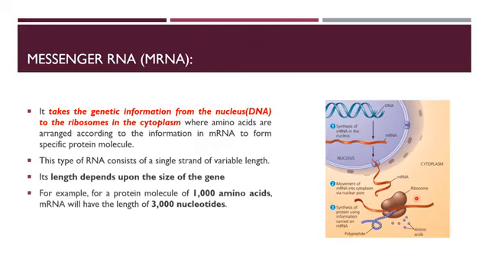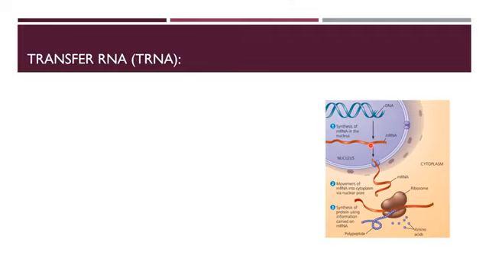If we have a messenger RNA with 3000 nucleotides, then we'll have a protein with 1000 amino acids, because three nucleotides form a codon, and one codon specifies one amino acid. The messenger RNA is present at about 3 to 4% in the cell.